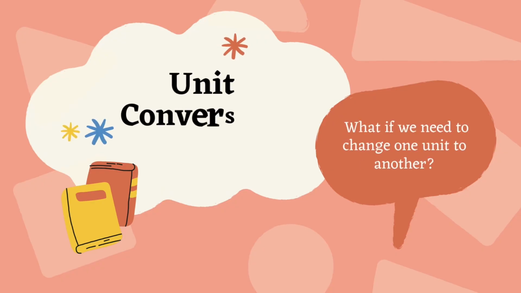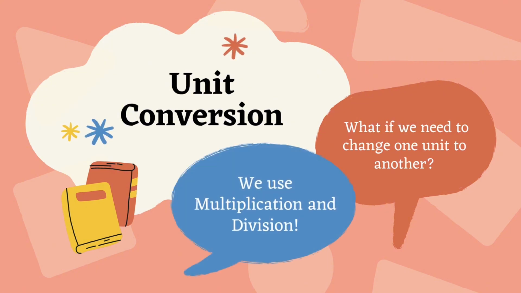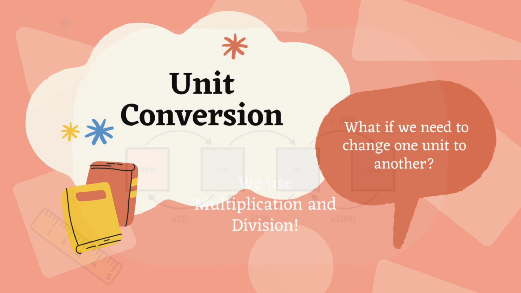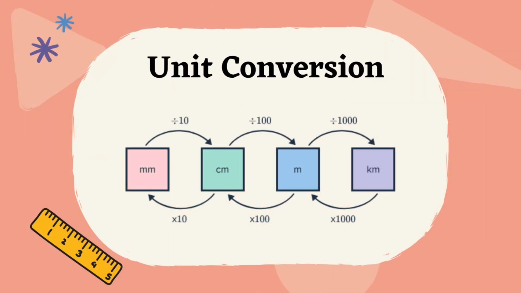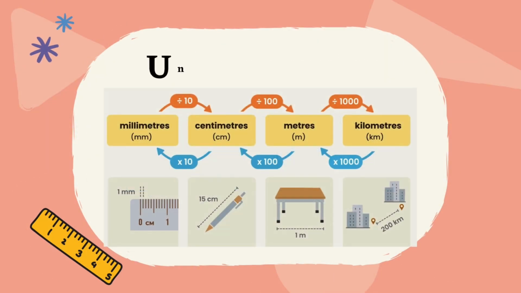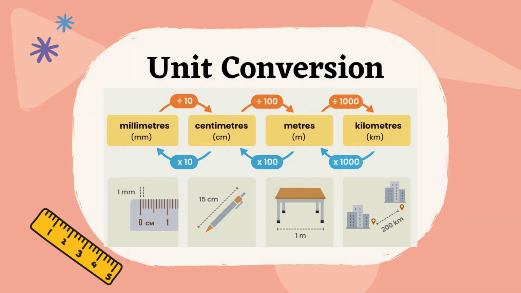Now, what if we need to change one unit of length to another? This is called unit conversion, using multiplication and division. Let's break it down step by step. If we go from a small unit to a bigger unit, we have to divide. For example, from millimeter to centimeter, we have to divide by 10. While centimeter to meter, we have to divide by 100. And lastly, from meter to kilometer, we have to divide by 1000.